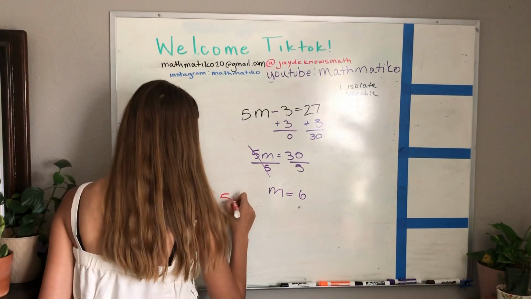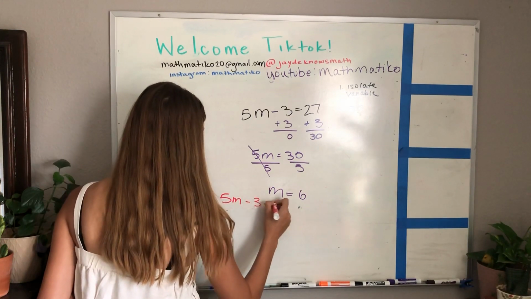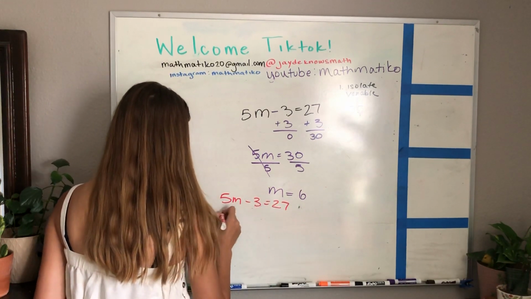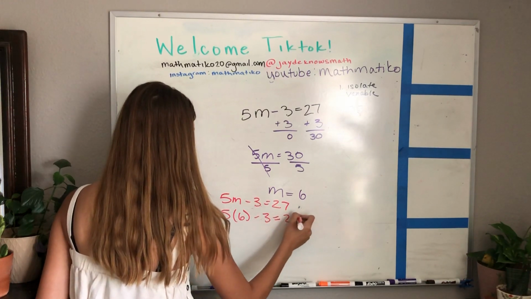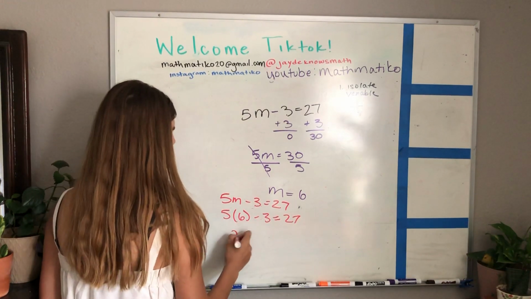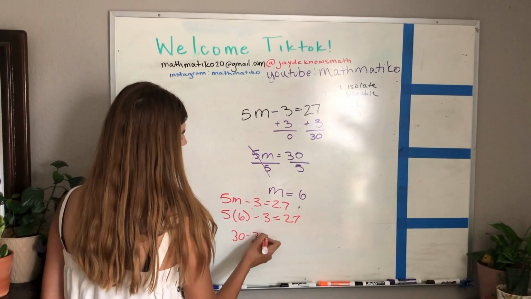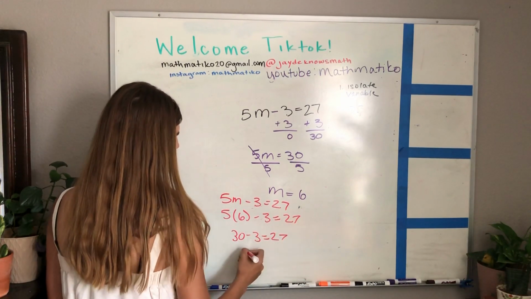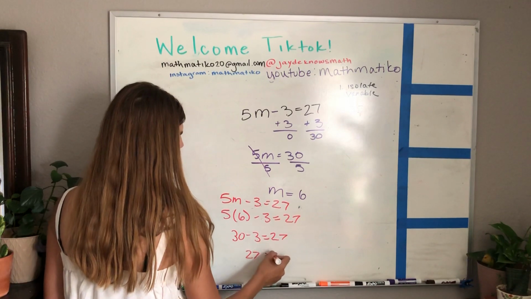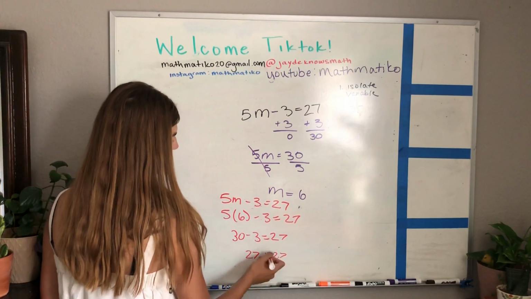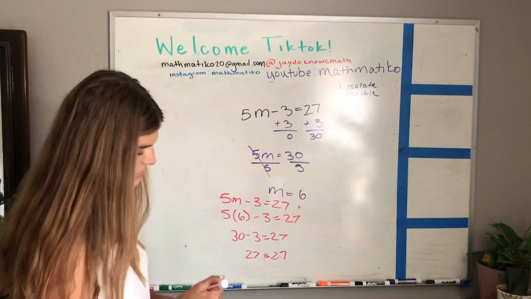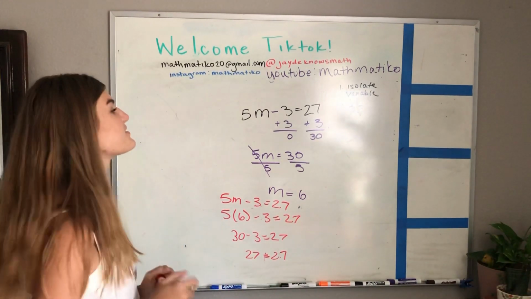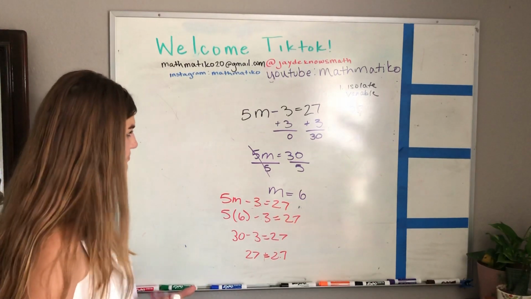We're going to plug our m in. M we said was equal to 6. 5 times 6 is 30. Minus 3 equals 27. 30 minus 3 is 27. Does 27 equal 27? Sorry, that's a pretty ugly 7. 27 equals 27. That is a true statement. So we know we did this right.